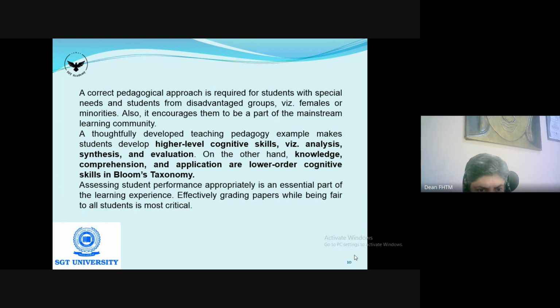You need to understand that after this pedagogy, assessing the performance appropriately is also a very important part of the learning experience. If you grade papers effectively, being fair to all the students, that is a very important and crucial responsibility of a teacher. Next slide, ma'am.